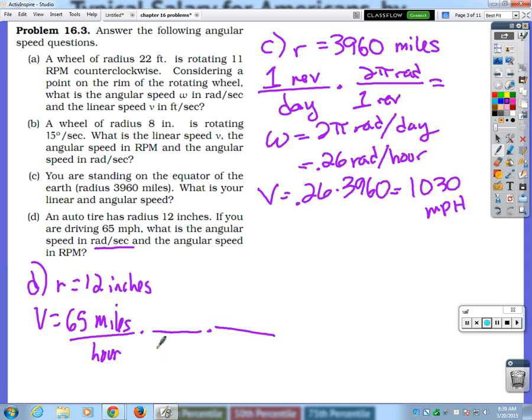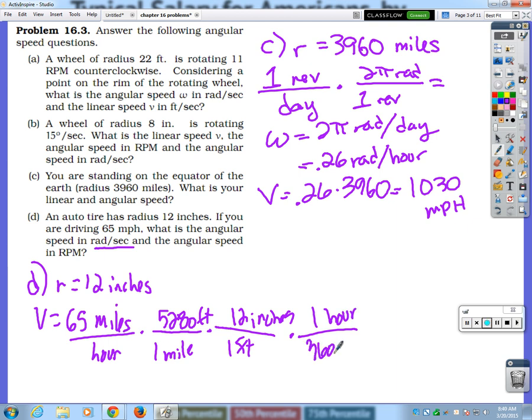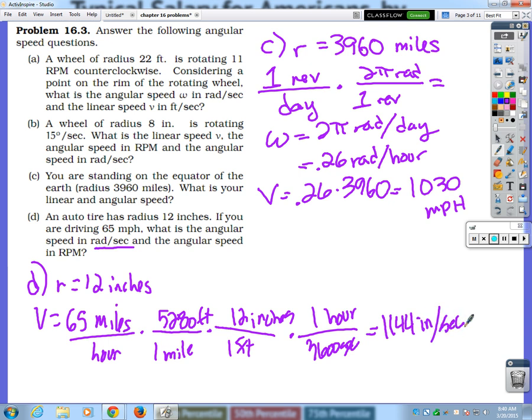So 1 mile is 5,280 feet, and 1 foot is 12 inches, and 1 hour is 3,600 seconds. So that will convert us into inches per second. Multiply across the top, divide by the bottom, so what you get. I got 1,144 inches per second. That works really well.